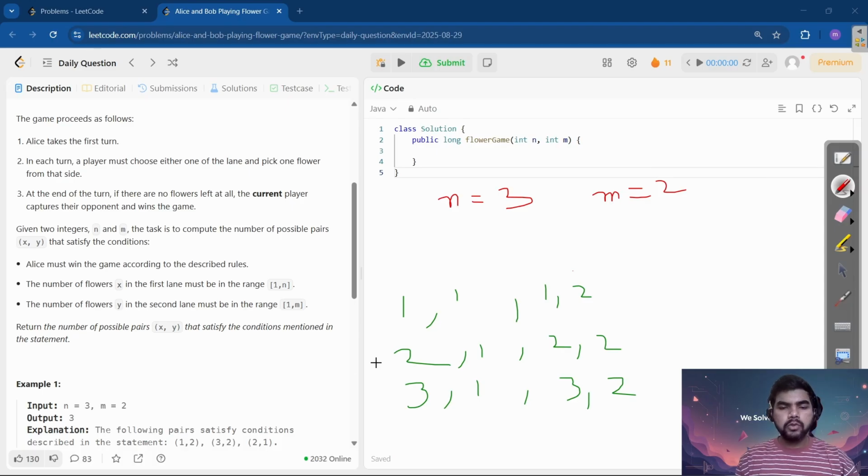So between these, let's try the first pair, 1 1. If Alice starts, Alice takes this one, Bob takes this, and Bob wins in this case, so we cannot take this pair. Okay, let's try again.